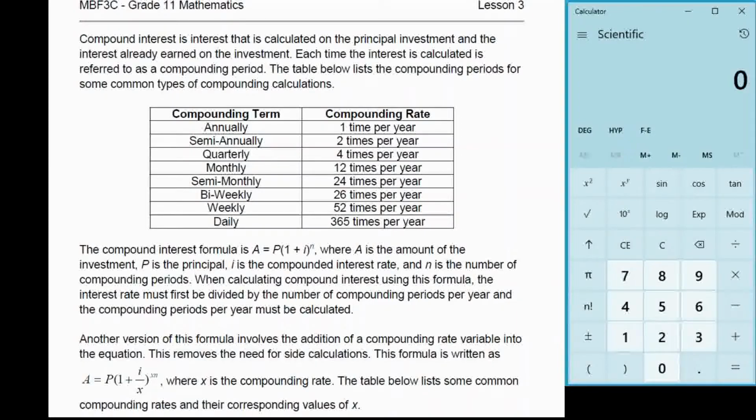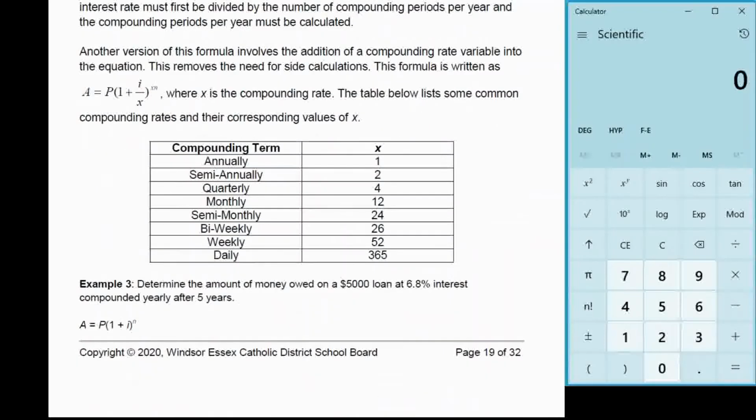So there's another version of this equation that I like to use. It's slightly different. It's just that we add in the effect of our compounding rate. So we can give that a variable of x. So here we have A equals P times (1 plus i over x) to the power of x times n. And x is that compounding rate. So how many times does it get compounded? The table here shows you what those x values would be. So for annually it would be 1, semi-annually it would be 2, quarterly it would be 4, and so on and so forth.